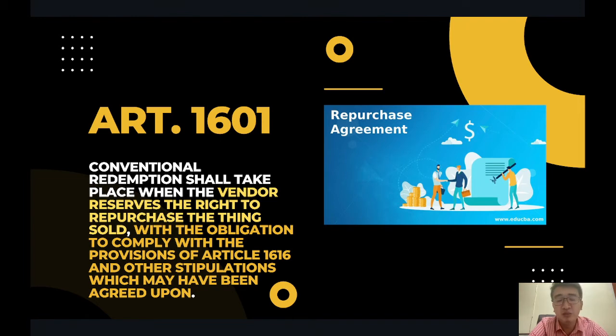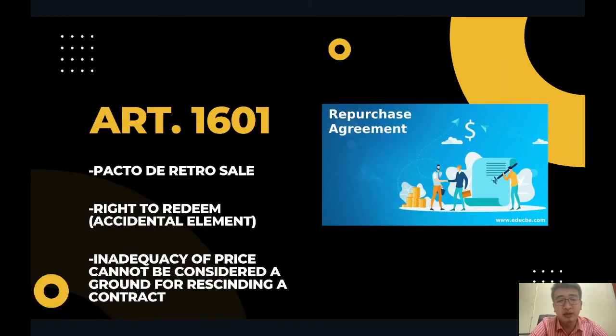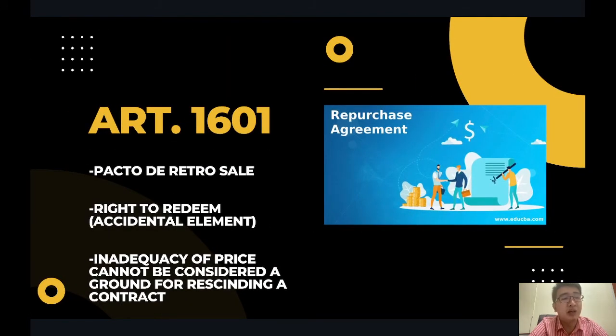With all the expenses. We'll discuss Article 1616 later. And other stipulations which may have been agreed upon. So, Article 1601 talks about a pacto de retro sale. Ang tawag sa contract of sale with the right to repurchase is pacto de retro sale, o yung iba, a pacto de retro sale. Meaning the seller will sell the property to the buyer, but the seller also reserves the right to repurchase that same property from the buyer.